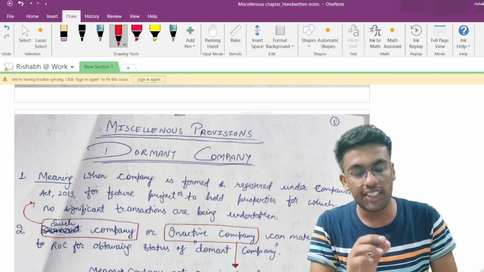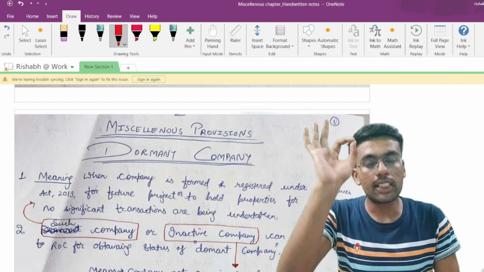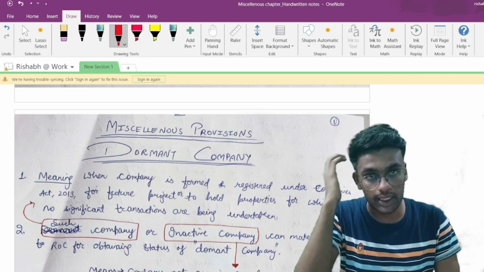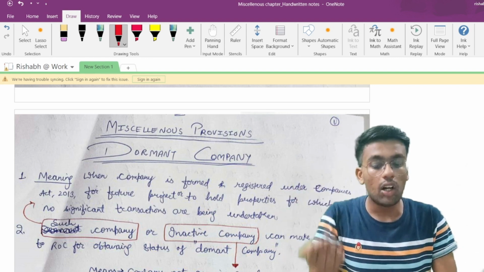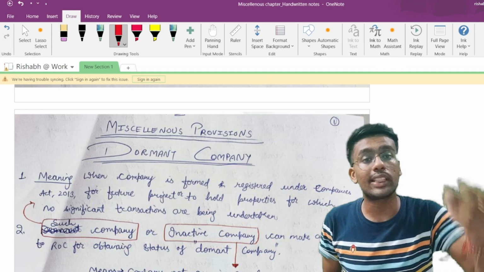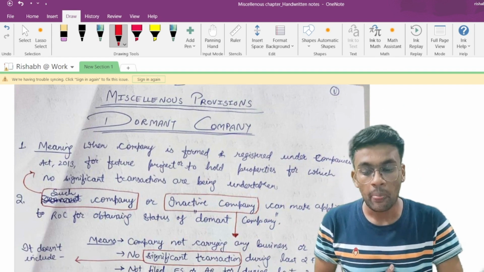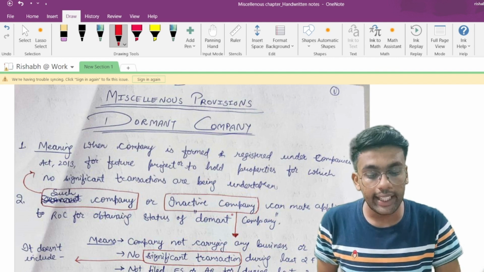Again, a very important definition. Any company which is incorporated to accept future deposits, to undertake future projects, or to hold properties for which no significant transactions are being undertaken, is called a dormant company. Such companies are also called inactive companies.